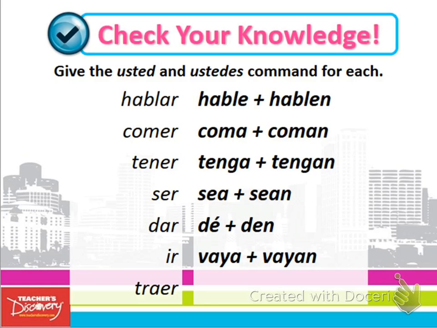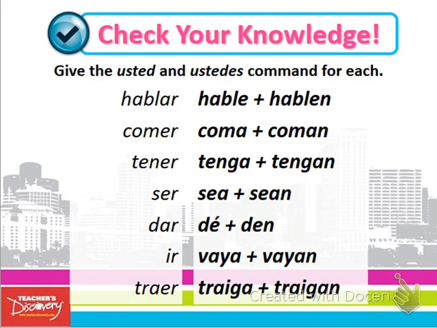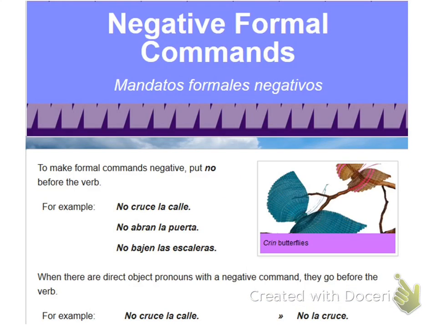And lastly, traer is the verb to bring. If you tell one person to bring something, traiga. If you tell plural people, traigan. If you want to make something negative, just put a no in front of the command to tell them not to do something.